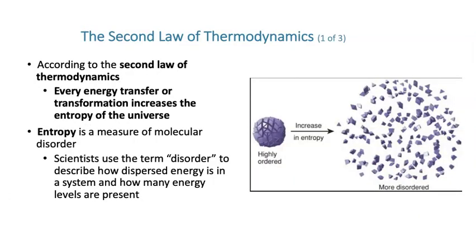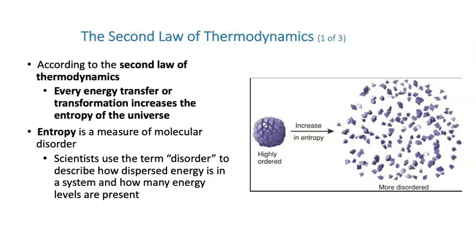The second law of thermodynamics says that energy transfer, as you're transferring energy from one form to another, which we learned about in the first law, increases entropy in the universe. So the second law is all about entropy. And entropy is just a measurement of how disordered things are. So you can have highly ordered structure and you can have less ordered structure. Entropy is like disorder. So the more disordered a system is, the more entropy it has.